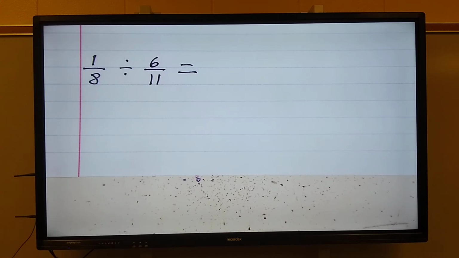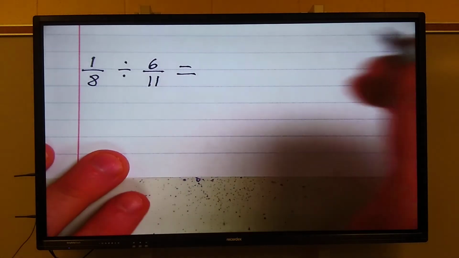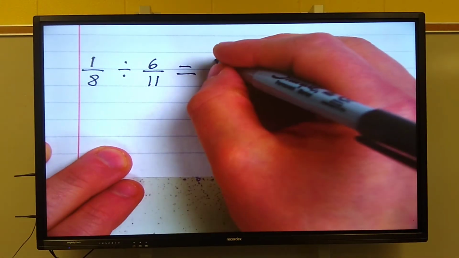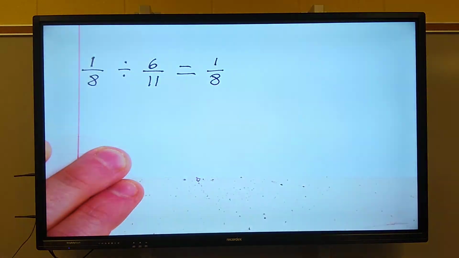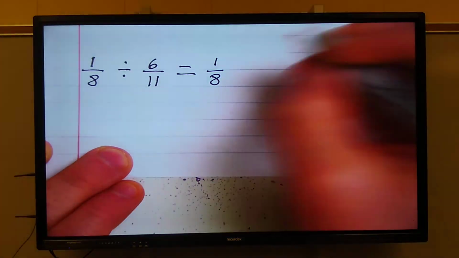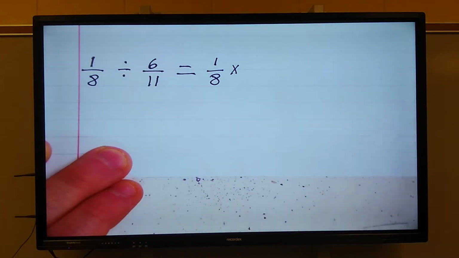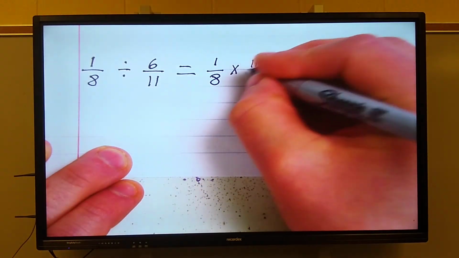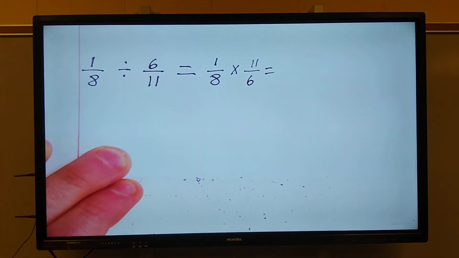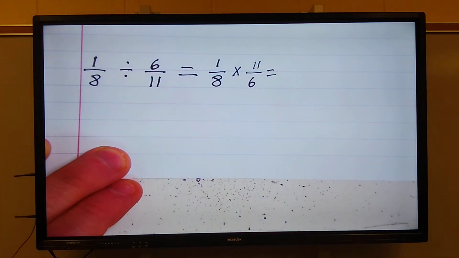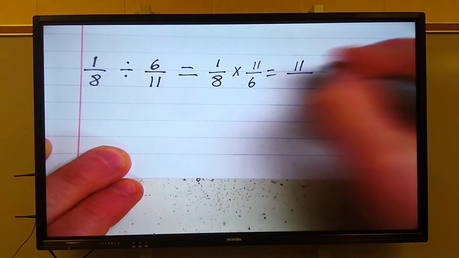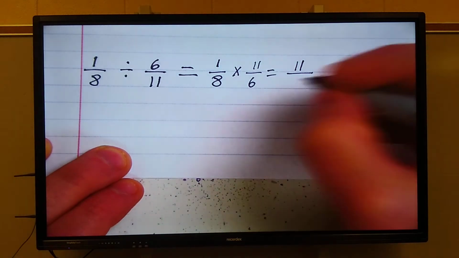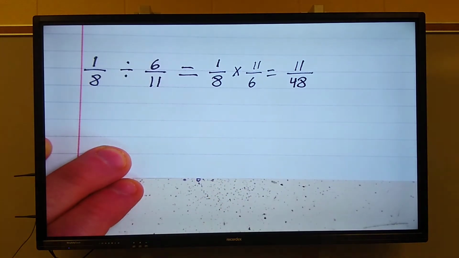All right, let's see how wonderful you did. 1/8 is my dividend. It stays the same. Division becomes multiplication. 6 over 11 becomes 11 over 6. And now I must multiply straight across. 1 times 11 becomes 11. 8 times 6 becomes 48.